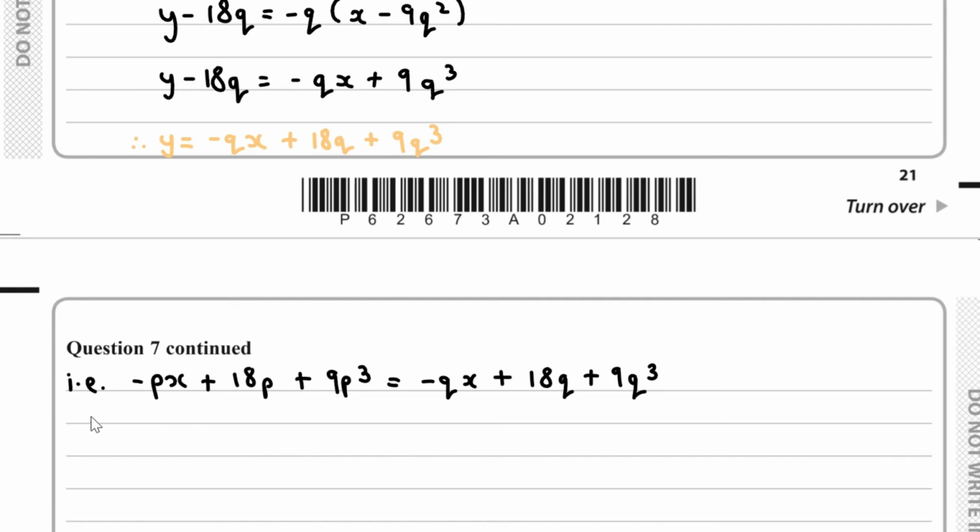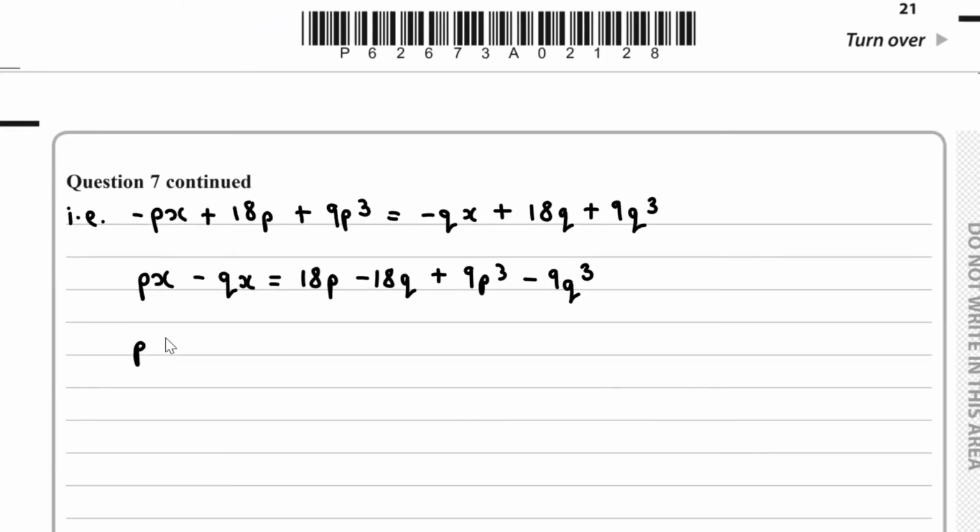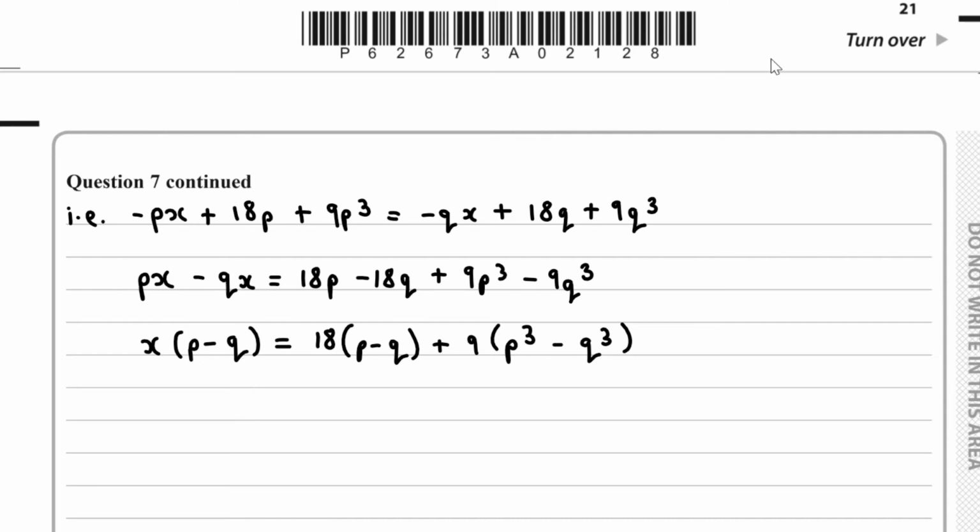So if we gather everything involving an x on one side and everything that's not an x on the other side, we have px minus qx equals, well, we have 18p minus 18q plus 9p cubed minus 9q cubed, and if we attempt to factorize, we have x lots of p minus q equals 18 lots of p minus q plus 9 lots of p cubed minus q cubed.